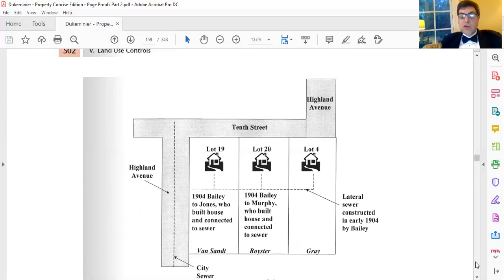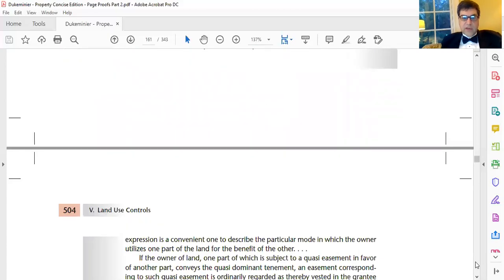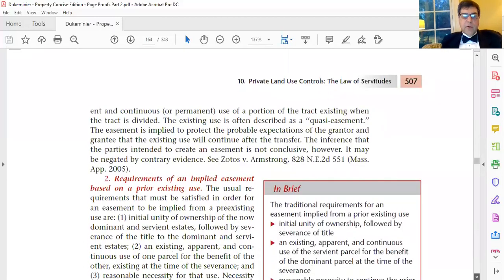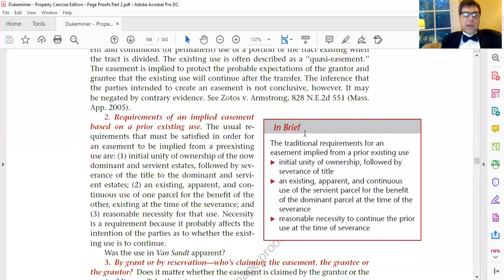Down in note 2 after the case, over on page 507, the authors helpfully lay out for us the requirements to find this kind of an implied easement. And this is what we call an implied easement based on a prior existing use. And they lay out 3 requirements. First, there has to be an initial unity of ownership of the now dominant and servient estates, followed by severance of the title to those 2 estates. Secondly, there has to be an existing apparent and continuous use of one parcel for the benefit of the other that existed at the time of the severance. And third, there has to be a reasonable necessity for that use to continue.